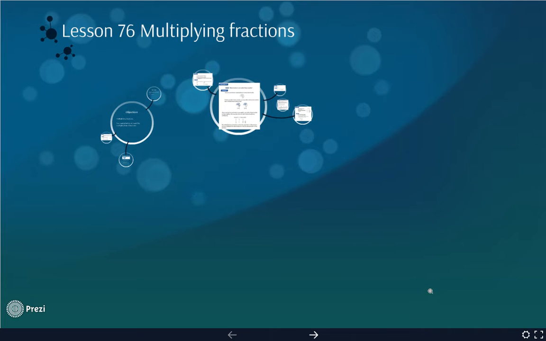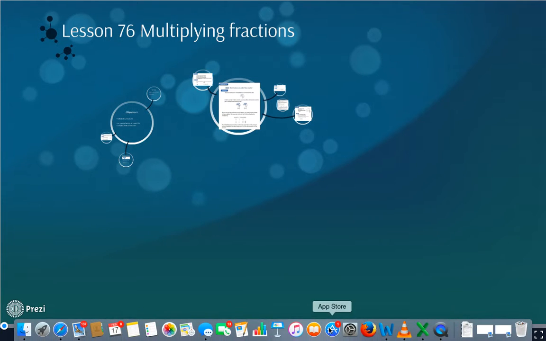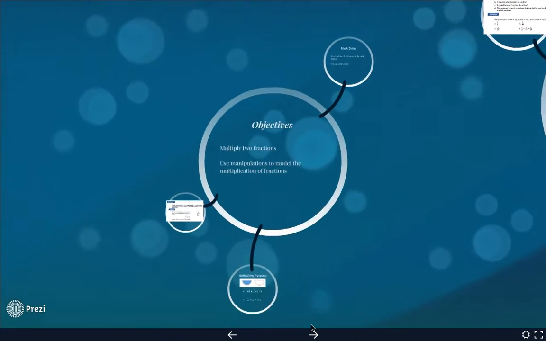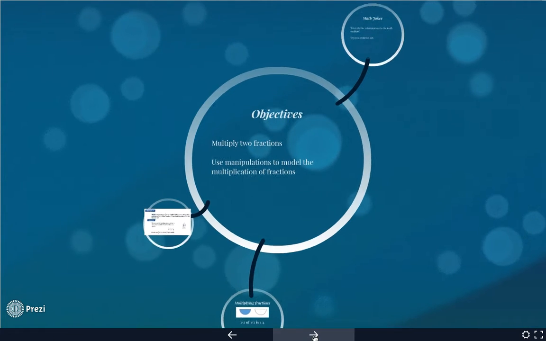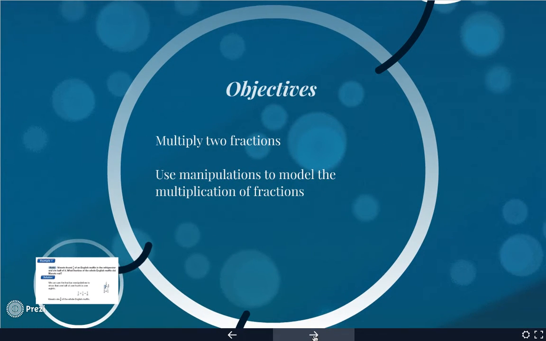Good afternoon, class. We're on lesson 76, multiplying fractions. Our objective for today is to multiply two fractions and use manipulatives to model the multiplication of fractions.